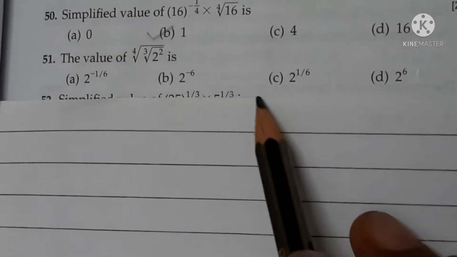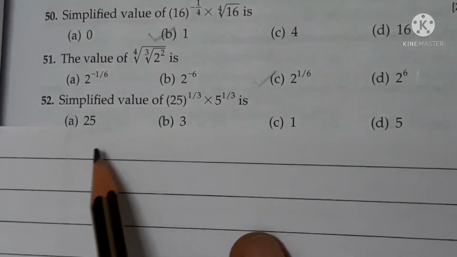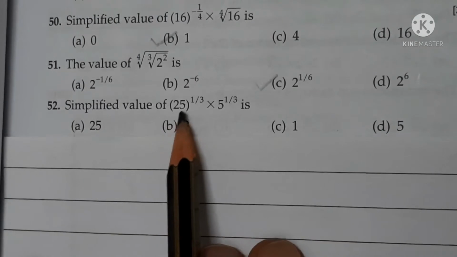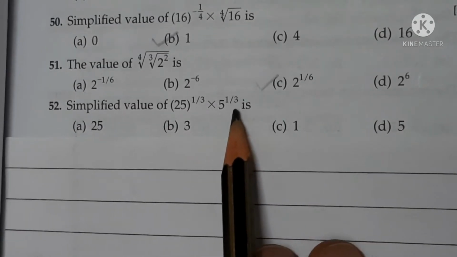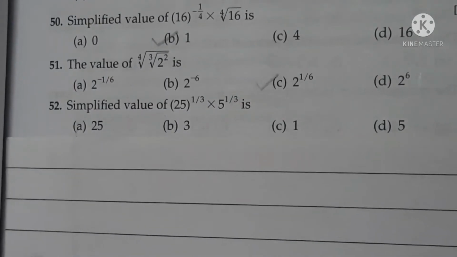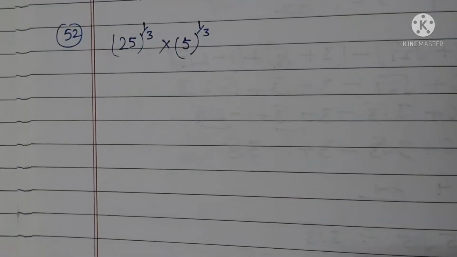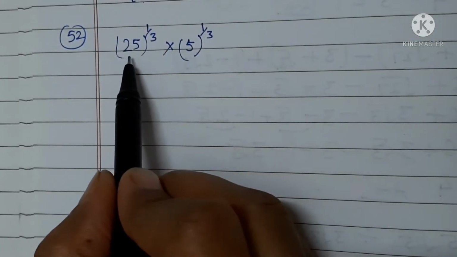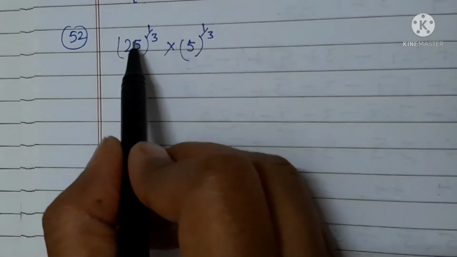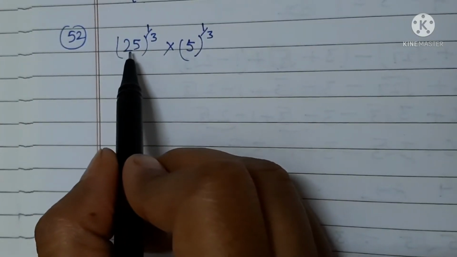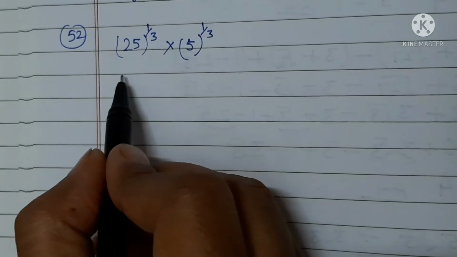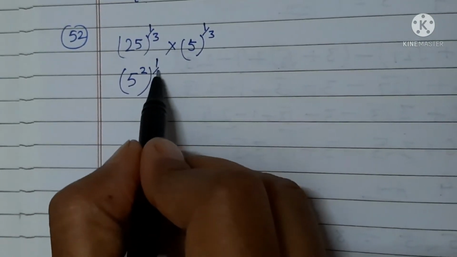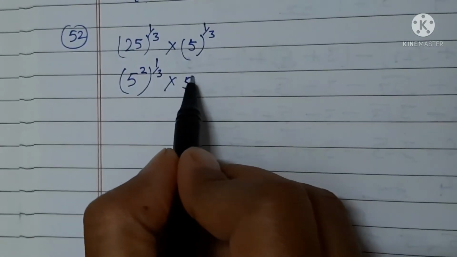Option C is correct. Tick the option C. Next, question number 52. Simplify the value of 25 to the power of 1 upon 3 into 5 to the power of 1 upon 3. Now, watch the solution. Now, use the exponents law and make the same base. So this 25 you can write as 5 into 5, 5 square.